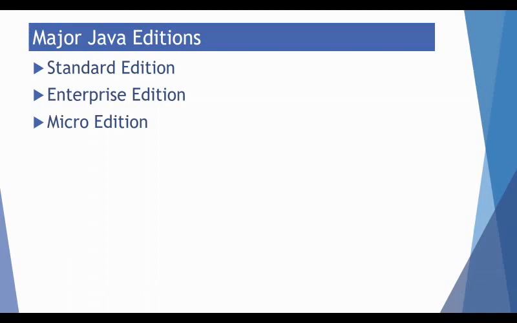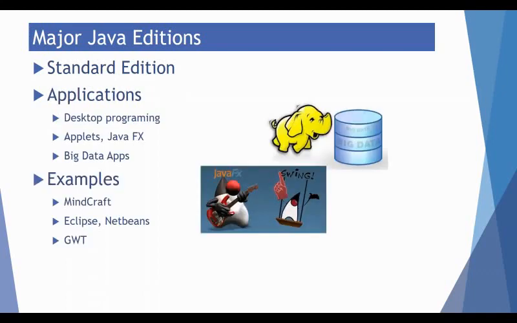Now next, starting with the Java editions. Java comes in three major editions: Standard Edition, Enterprise Edition, and Micro Edition. Now your Standard Edition is JSE, Java Standard Edition. Formerly it was known as J2SE, but now it is changed to JSE. Now using JSE, you can create the standard desktop application. Desktop programming can be done with the help of Java.